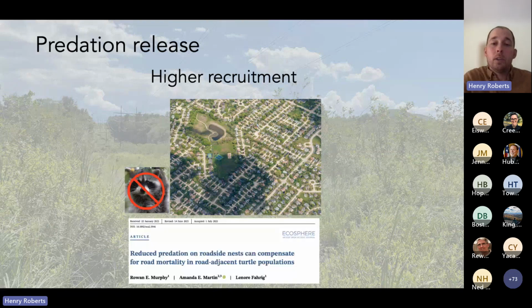And there is some research to suggest that this could occur and could potentially even compensate for the effect of road mortality on adults within populations.